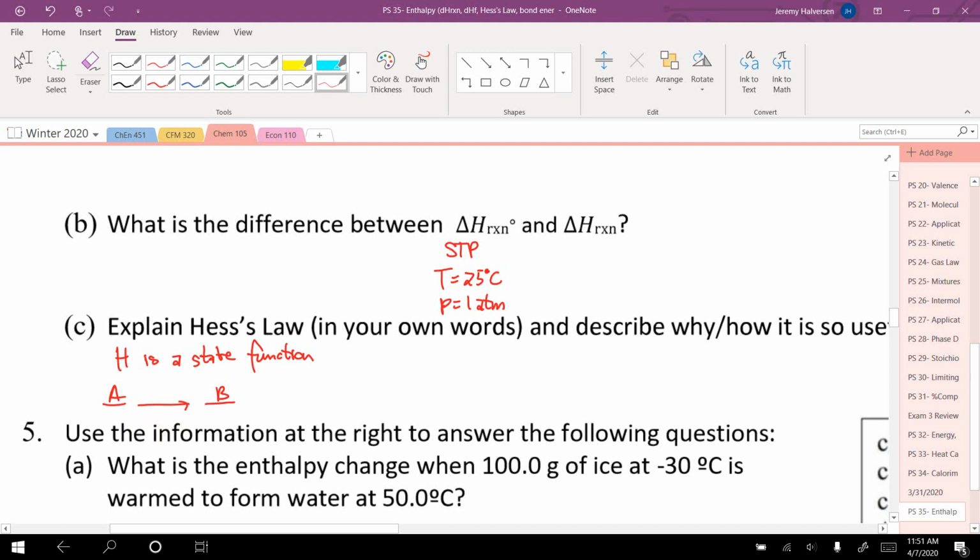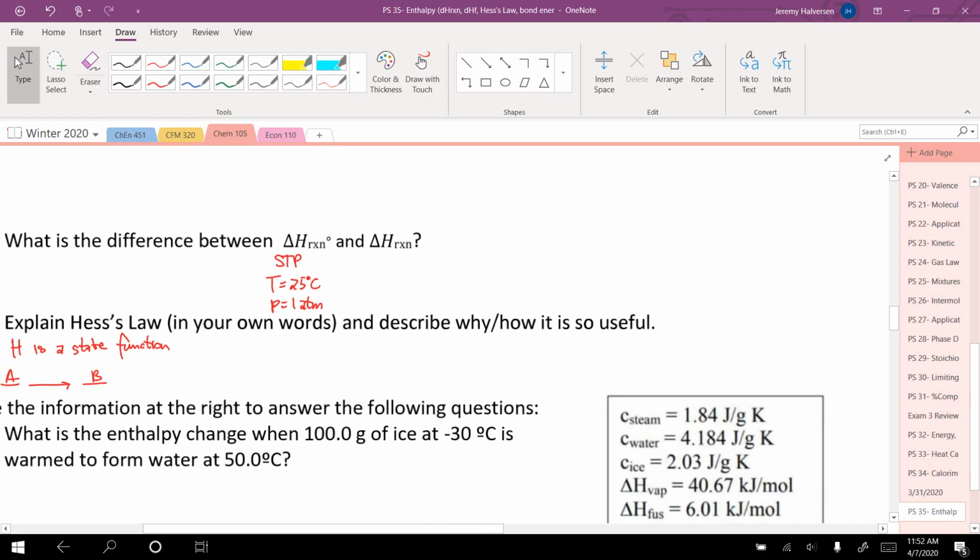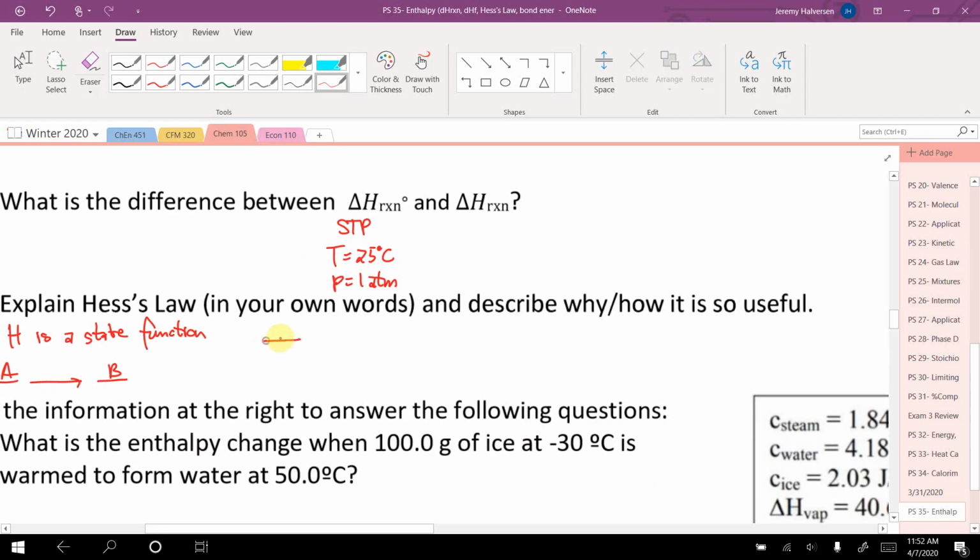Okay, the enthalpies associated with the path that I take will add up to the enthalpies associated with the path directly from A to B. So let me maybe say that in better words. I'm trying to get from A to B. I want to know the delta H of that reaction. Maybe I don't know what it is, but I know the enthalpy change from getting from A to C and from C to B.